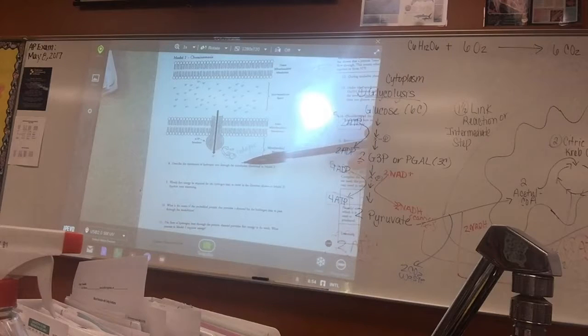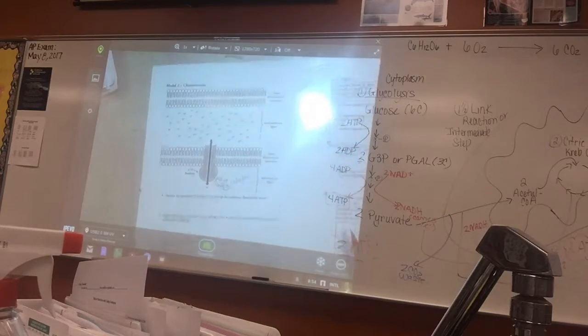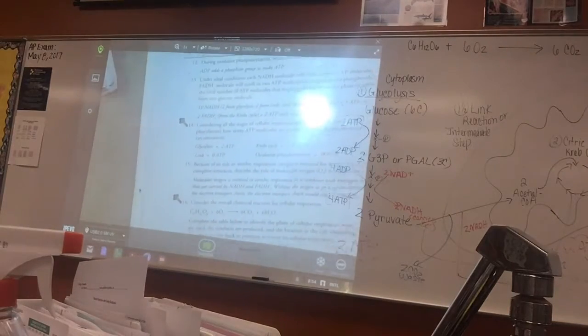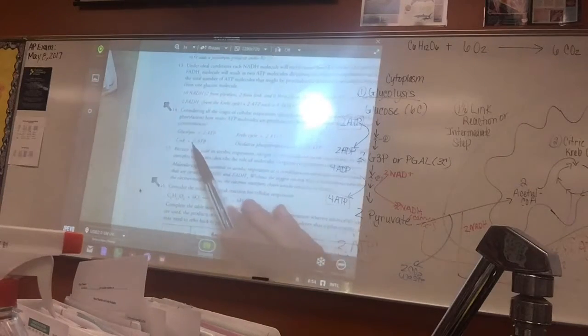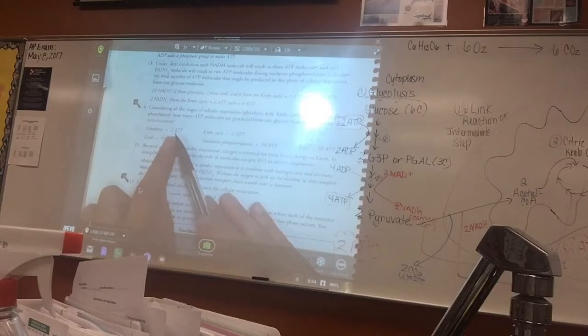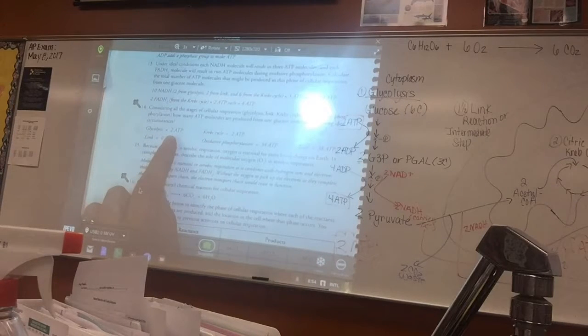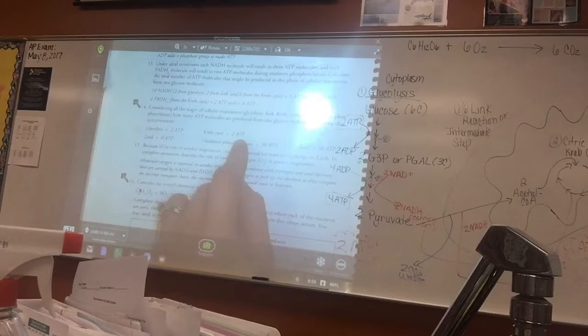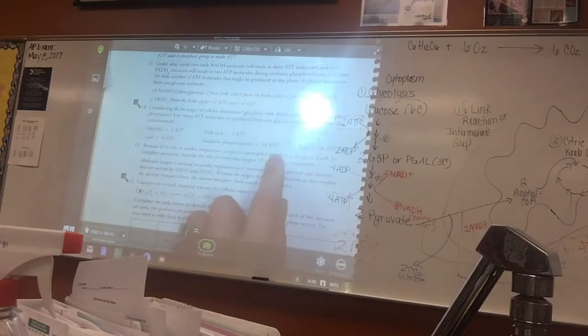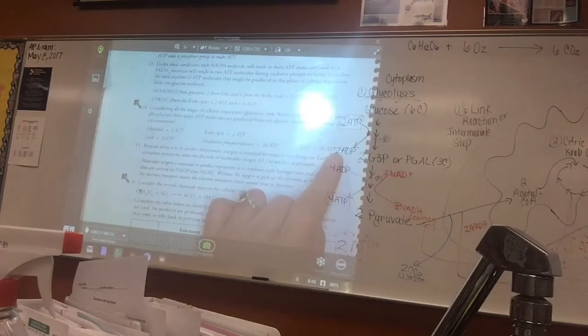14, considering all stages of cellular respiration, all of them, how many ATP molecules are produced from one glucose? So I'll just put these answers up here. As we wrote on the board, glycolysis is 2 ATP, no ATP in the link reaction. Krebs cycle is 2 ATP. Oxidative phosphorylation is 34 ATP. We add them all together, we get 38. Okay?